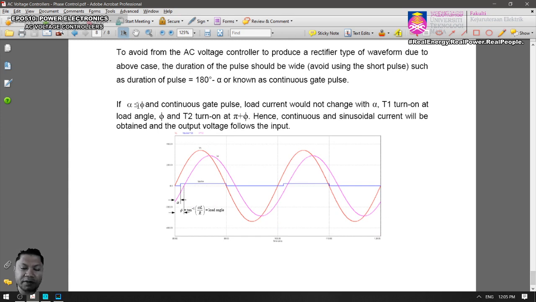So if alpha is below the load angle and it is a continuous gate pulse, the load current will not change with alpha.